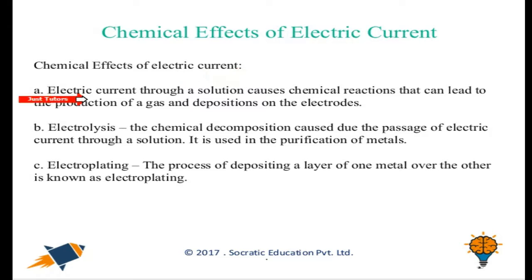Talking more about them, electric current through a solution causes chemical reactions that can lead to the production of gas and deposition on the electrodes. The second one is electrolysis, the chemical decomposition caused by the passage of electric current through a solution. It is used in the purification of metals. The third one is electroplating. The process of depositing a layer of one metal over the other is known as electroplating.